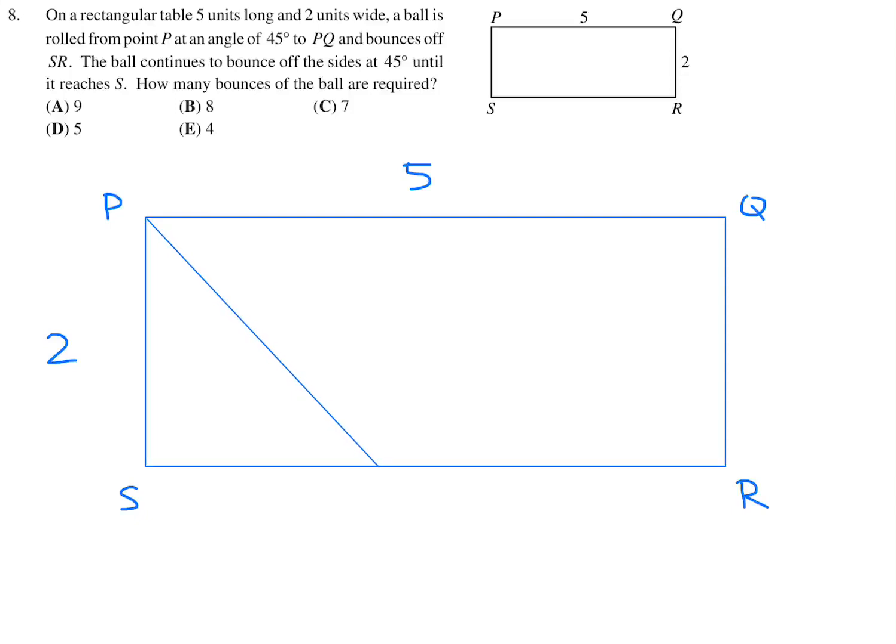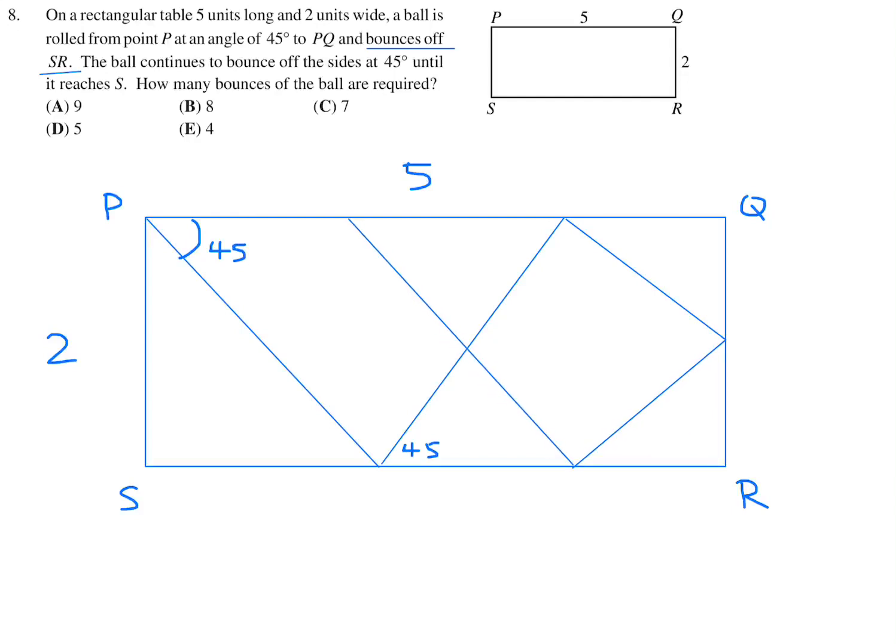travels to SR, like that. So this angle in here is 45 degrees. And then, as the question states, it bounces off SR, which is right here, and it goes to the other side, again at 45 degrees. So this is, again, 45 degrees right here. And this process continues. So it'll probably go here next, and then it'll come back here, and then it'll come back to here, and then finally it will reach S.